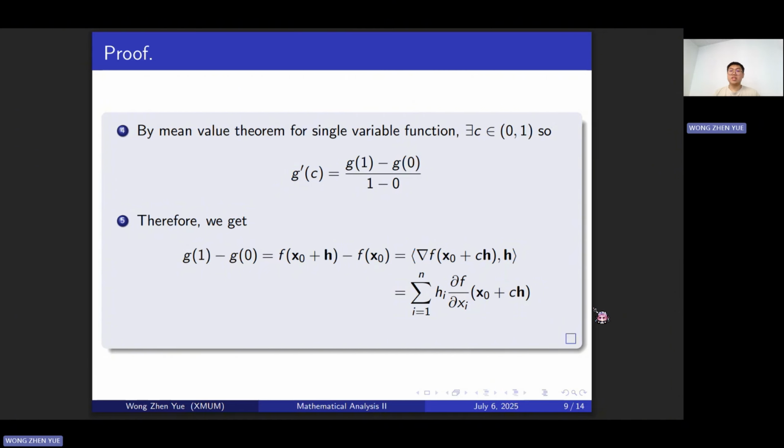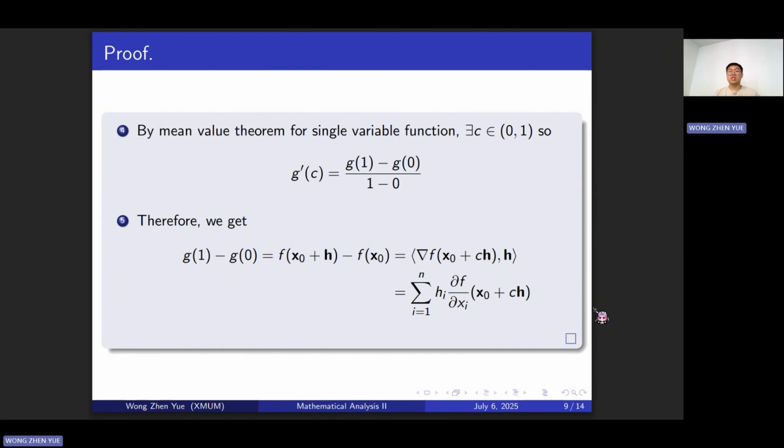So there exists a point c inside the interval (0, 1) such that g prime c is equal to g(1) minus g(0) over 1 minus 0. And from this, we will get that g(1) minus g(0) is equal to f of s naught plus h minus f of s naught.